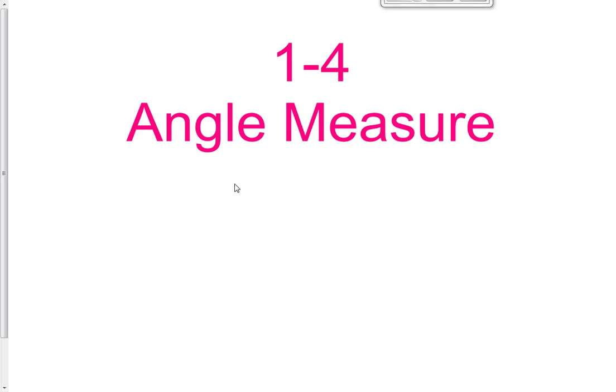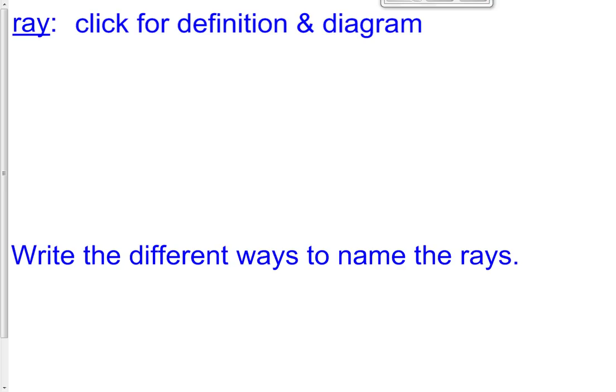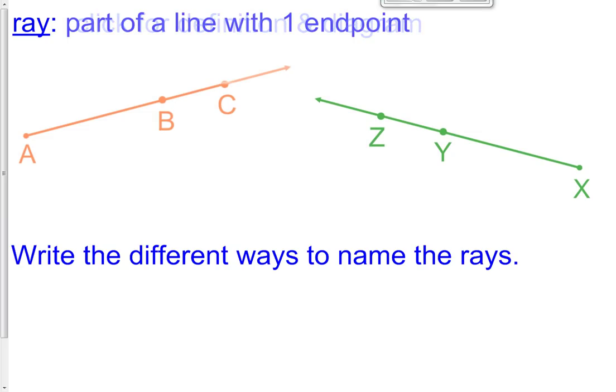Before we can define what an angle is, we first have to define what a ray is. A ray is part of a line with one endpoint. So you know how lines went on forever? There was an arrow on one side and there was an arrow on another side. That's a line. Lines go on forever.